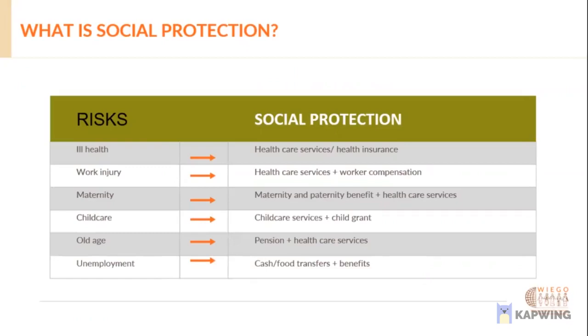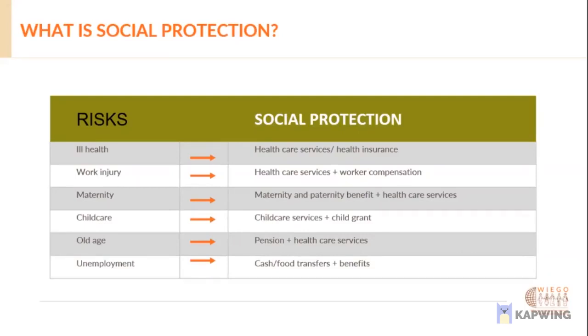For example, ill health can lead to a drop in income for workers, so that access to good and affordable health care means that workers can get back on their feet more quickly. Health insurance means that workers do not have to pay out of pocket for the health services they access. A work injury benefit means that if you are injured at work, you will receive compensation until you are able to work again. A maternity benefit can come in many different forms.